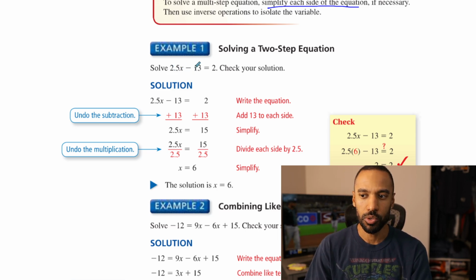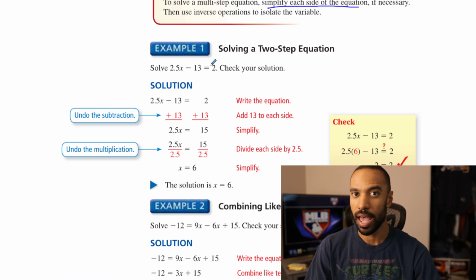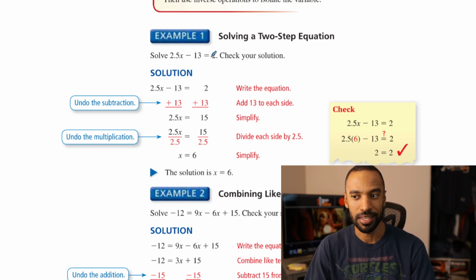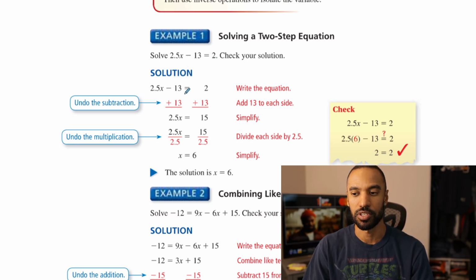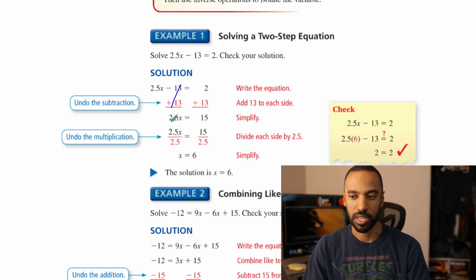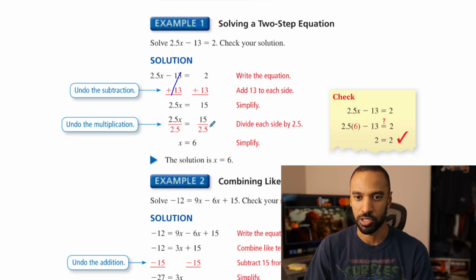So the first thing I want to do is the last thing that's done to affect x. 13 is being subtracted to get 2. We have to add 13 to figure out what that number was, right? 2.5 times some number is 2 plus 13. That's 15. So this is where you add 13 to both sides. And then 2.5 times that number, you divide both sides by 2.5. And 15 divided by 2.5 is 6.